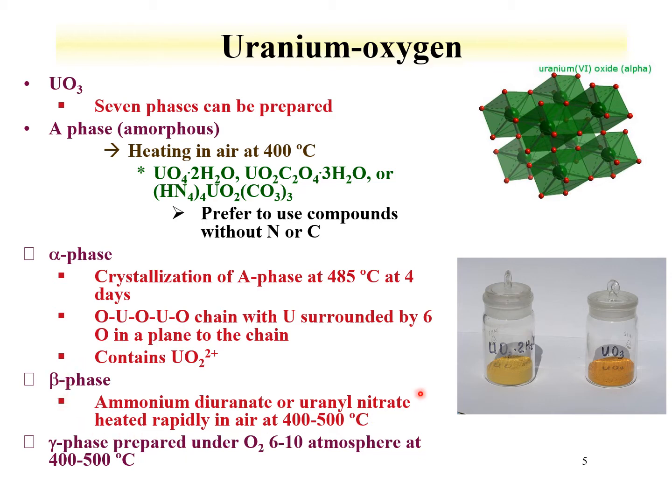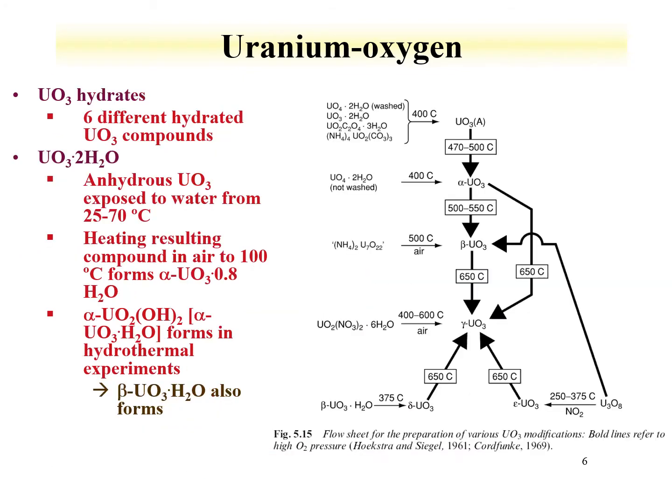The beta phase can be made by taking ammonia diuranate or uranyl nitrate and heating rapidly in air at between 400 and 500 degrees. The gamma phase has been prepared by heating the same sort of materials in air, under oxygen at higher atmospheres. Here's a complete route for making different uranium trioxides. You start with different starting materials, different temperatures, getting different phases.